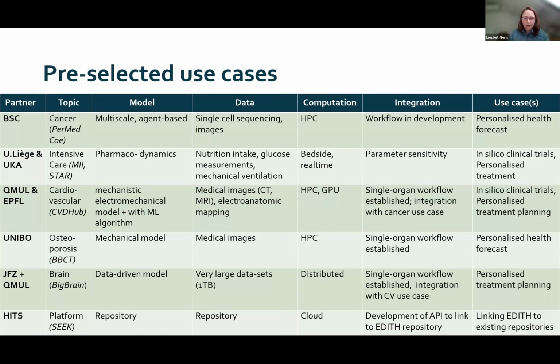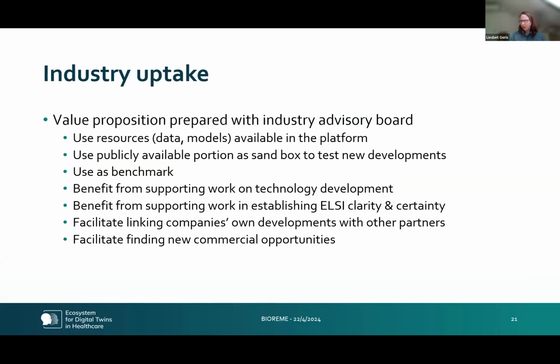We've been talking a lot to industry, large industry, small industry, medtech, pharma, and software, to understand how they see their possible interaction with such a platform. And of course, their value proposition depends on who they are and who you talk to within the organization. But roughly, it comes down to seeing interest in using the publicly available portion as a sort of sandbox to test their new developments, and as a benchmark for their own developments.